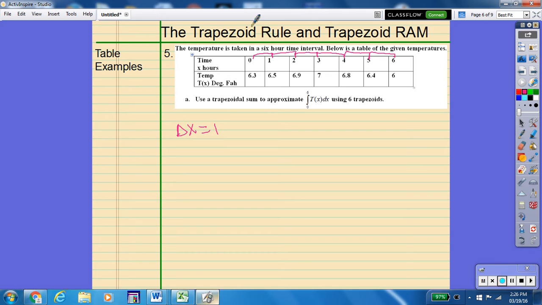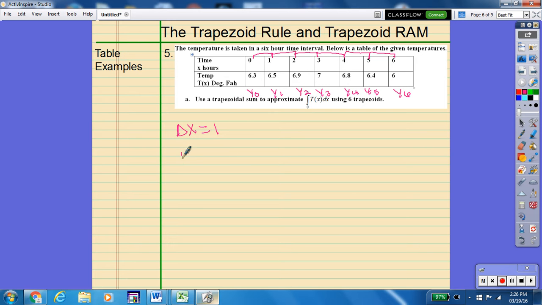And then once you come here, you need to realize this is your y sub 0. This is your y sub 1, y sub 2, y sub 3, y sub 4, y sub 5, and y sub 6. So when we're using that formula for the trapezoidal rule, the first one does not get multiplied by 2, and the last one does not get multiplied by 2. Everything in the middle does.